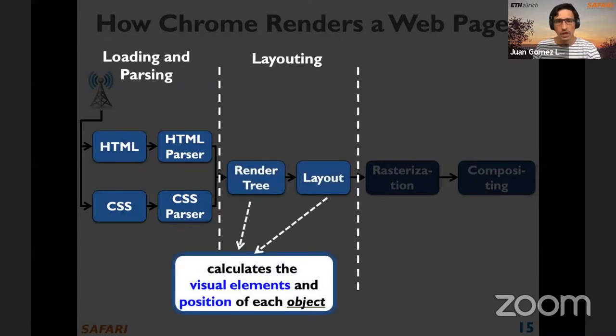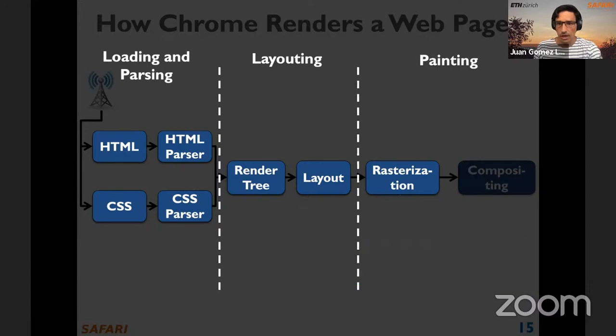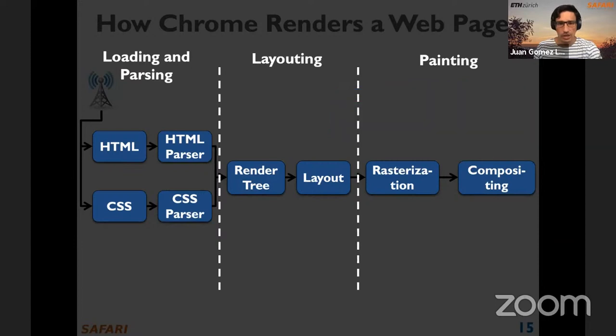Then we have the layouting, which calculates the visual elements and the position of each object in the image. And then we have the painting step, which is composed of two sub-steps. The first one is the rasterization, which paints the objects and generates a bitmap. And finally, the compositing step, which assembles all layers into the final screen image.